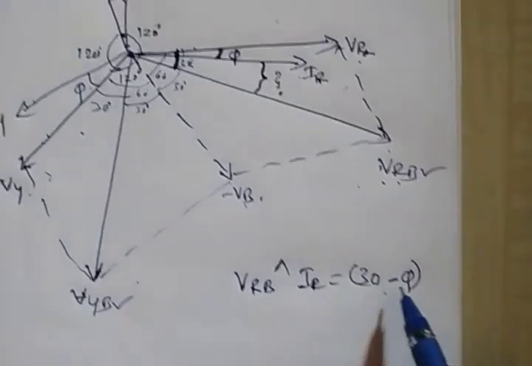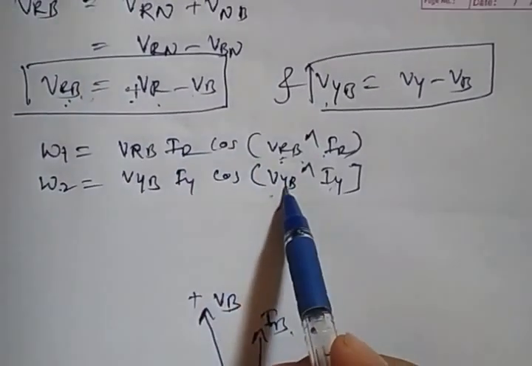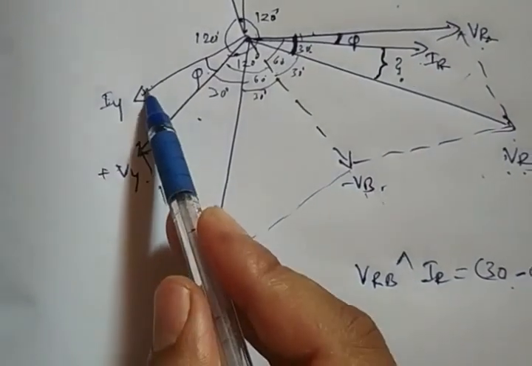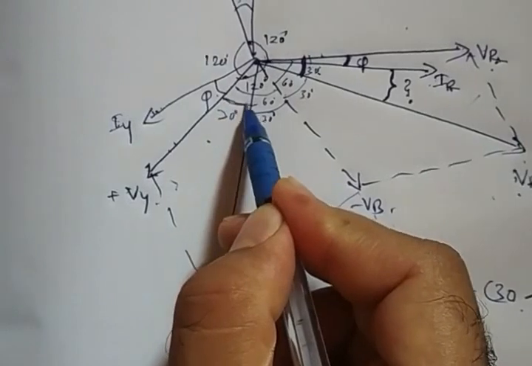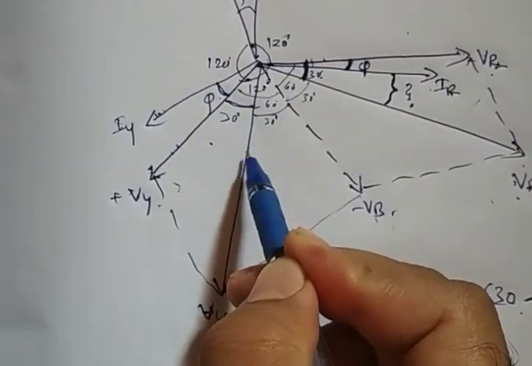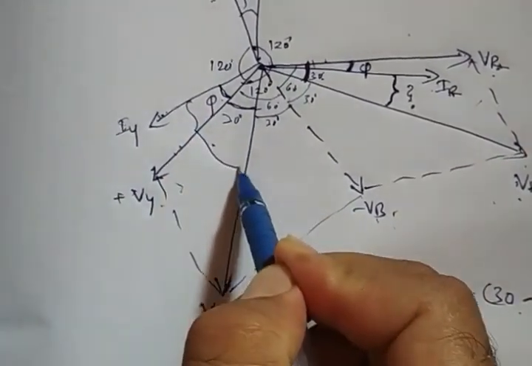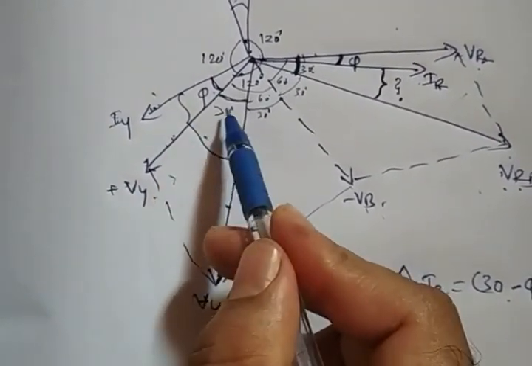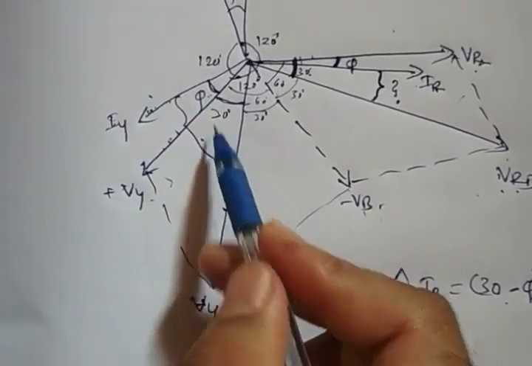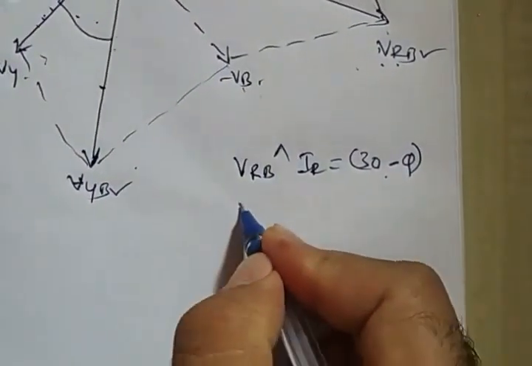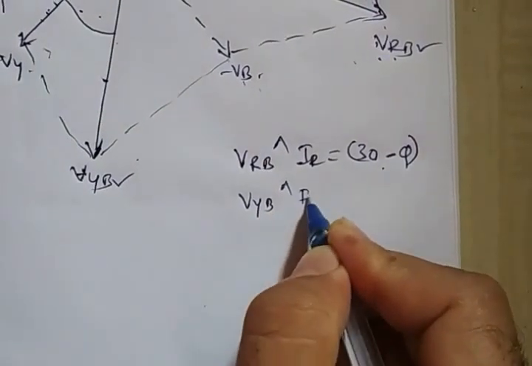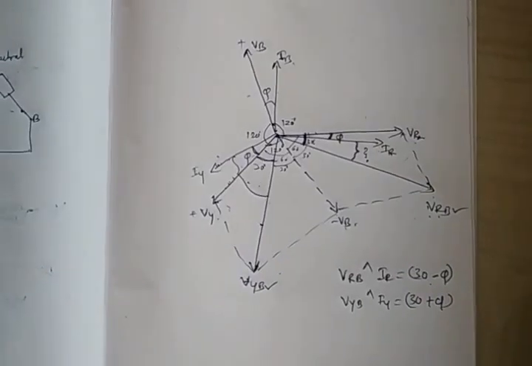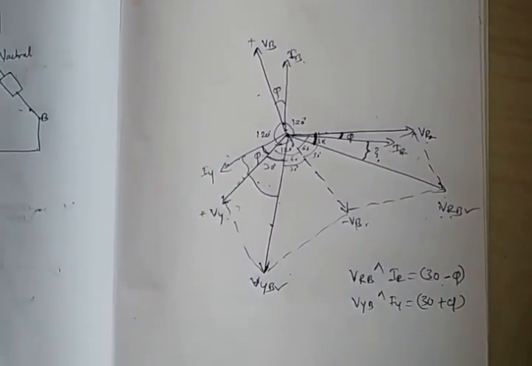So this is 30 minus phi. Similarly, I require the second one, VYB and IY. VYB is here, this line, IY is here. So already we know this is 30 and this is phi. So we require from this point to this point, VYB to IY. VYB to VY is 30 degree, VY to IY is phi. So 30 plus phi. So the phase angle between VYB and IY is 30 plus phi. That's it. The next part is only simplification.